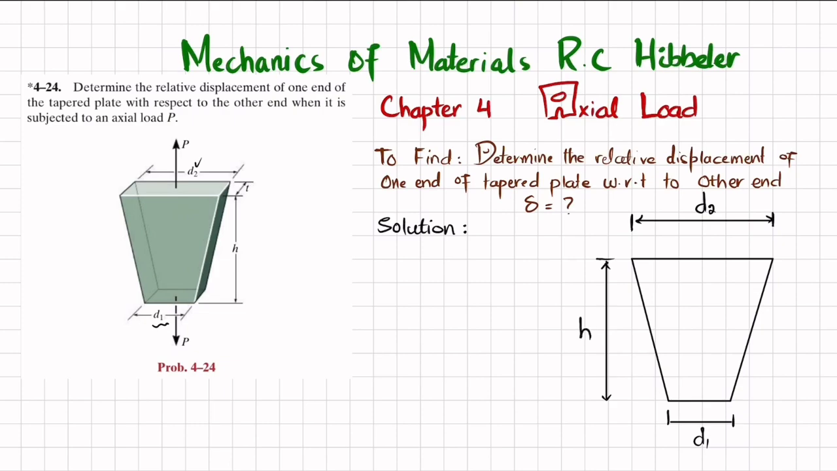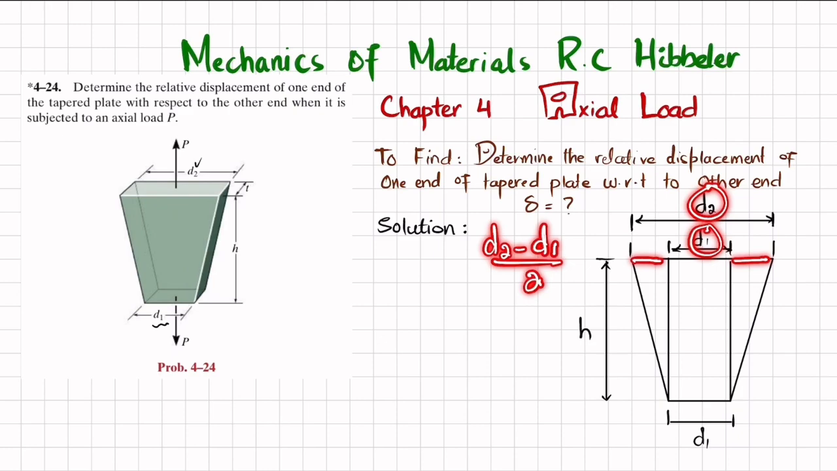Now if I draw a perpendicular line from this end, and similarly a perpendicular line from this end, you can see that this distance will be the same, which is D1, and the remaining distances add up, since the total is D2. If you subtract D1 from D2, you get D2 minus D1, which is the sum of this distance and this distance. If you divide it by 2, each distance will be (D2 minus D1) divided by 2.